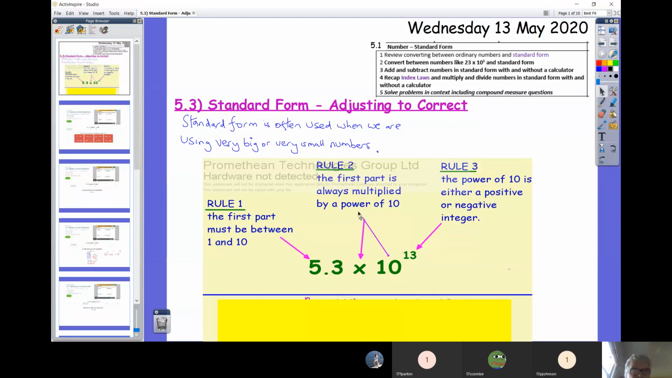Could somebody just quickly unmute just to confirm that they can see that screen, please? Yeah, it's good. Thank you very much. Thank you.